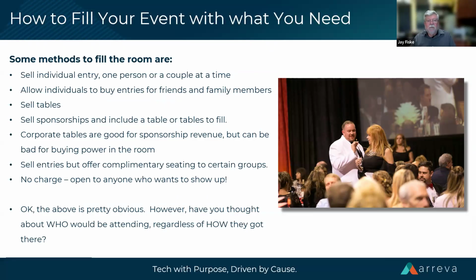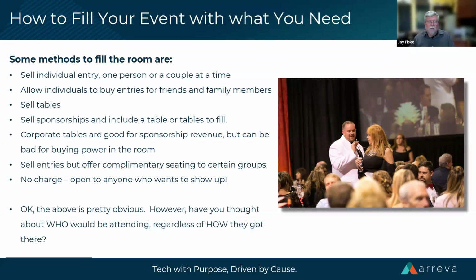You can allow individuals to buy entries for friends. I can buy a ticket. I can buy for friends. Great. You can sell a table of 8, table of 10. You can sell a sponsorship, and along with the sponsorship, it includes people to sit at the table. You can sell a corporate table, and that's good. You can make a lot of money from selling the corporate table.